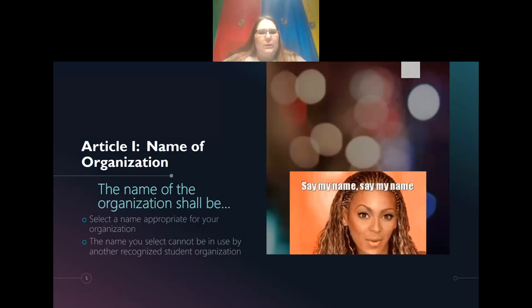But first and foremost, Article 1, name of the organization. Pretty simple. The name you select should be appropriate for your organization and just appropriate all around, as well as it cannot be used by another recognized student organization. A tip here I would suggest is to make a fun acronym out of the name anytime you can. For example, I work at UW Whitewater with our student orgs there, and there's a group that is called DICE, and it's Diversity in STEM Education. That's always fun. It's a nice, easy, simple way for students to find them, and good for marketing, branding, recruitment, things like that.